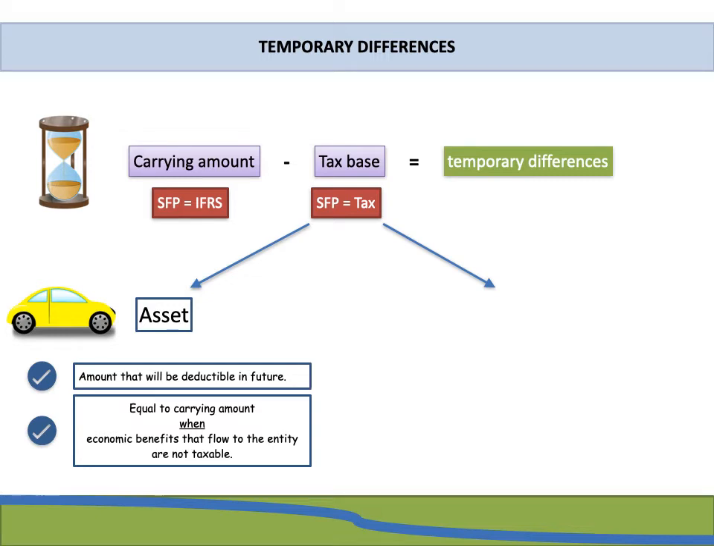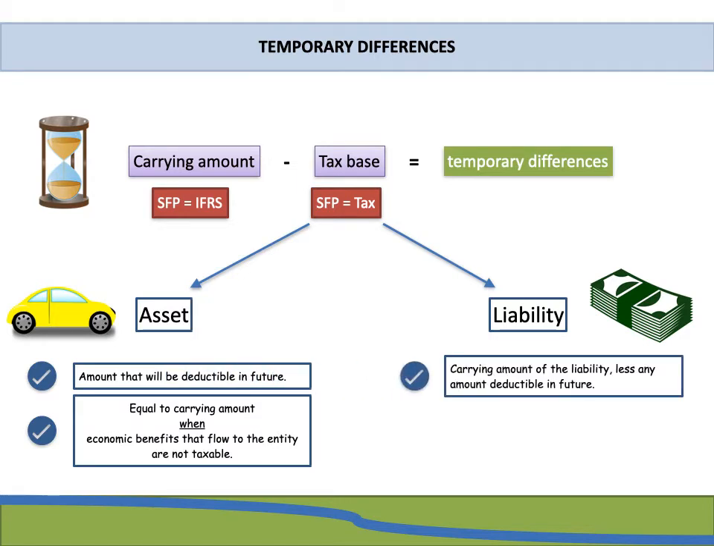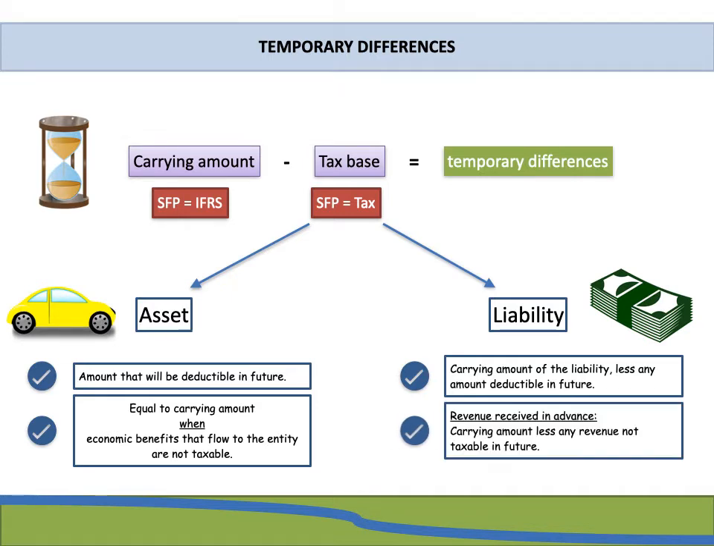If we have a look at our tax base for a liability, it will be the carrying amount of the liability less any amount deductible in future. When it comes to revenue received in advance, it will be the carrying amount less any revenue not taxable in future. So for the rest of this presentation, we are only going to focus on assets so that we can address how that is treated and make sure we understand this before we move on to liabilities.